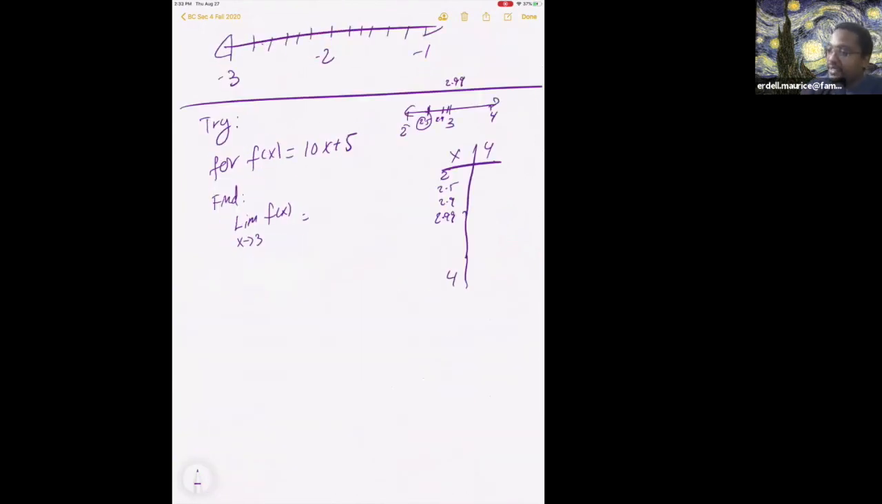So on the other side, this number right here would be 3.5. And the next number down would be 3.1, right? And then 3.01. And then you keep adding zeros, 3.001, and so forth and so on.